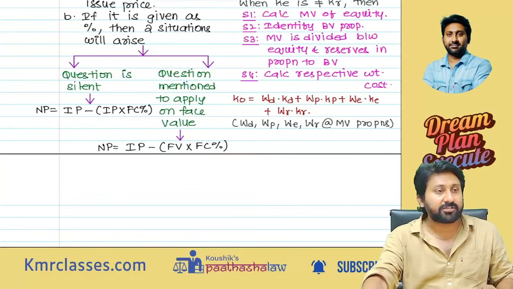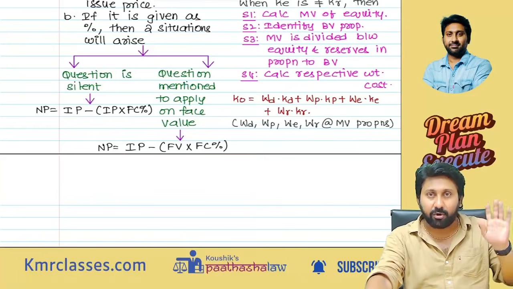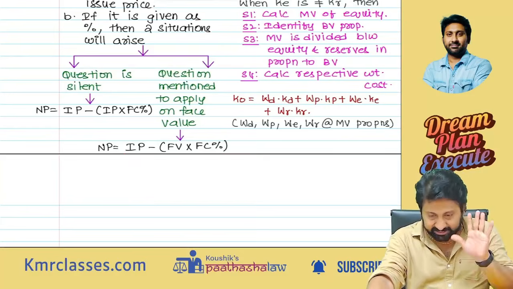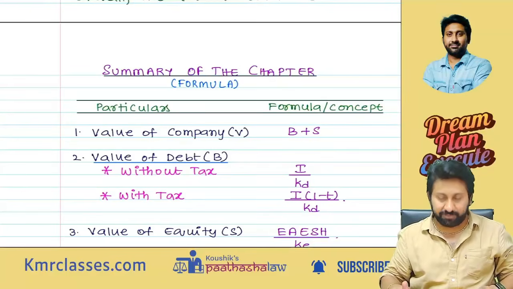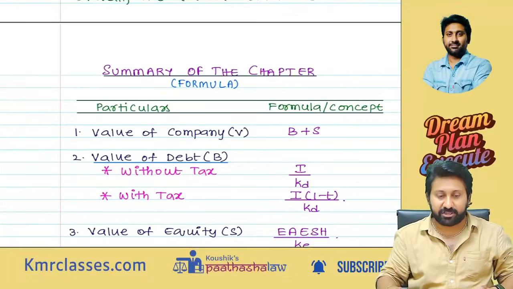With this, cost of capital formula revision is completed. Hopefully everyone understood all the points clearly. These are the things you need to understand. Now you start doing the problem and revise. So the next chapter revision is capital structure theories.